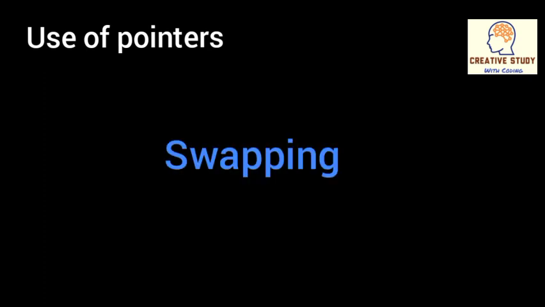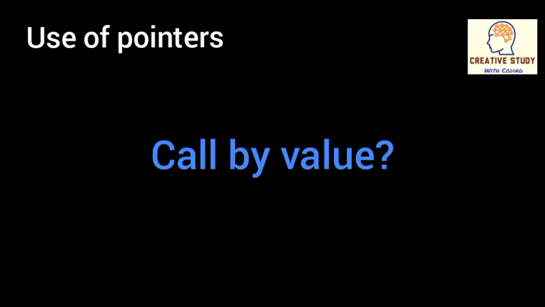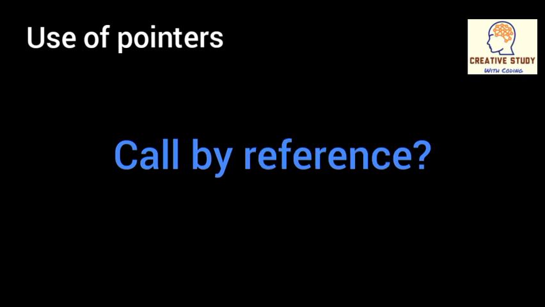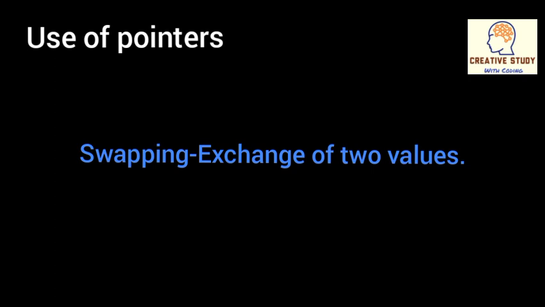Now let's see the uses of pointers. The first one is swapping values by call by reference, but first we'll see what call by value is, and after that, what call by reference is. Both of these are ways of calling a function. Swapping refers to the exchange of two values. But do you remember what a function is and how to work with functions? Let's take a short revision before proceeding.